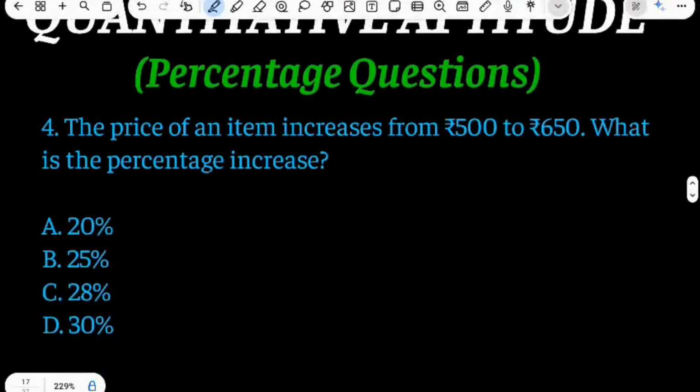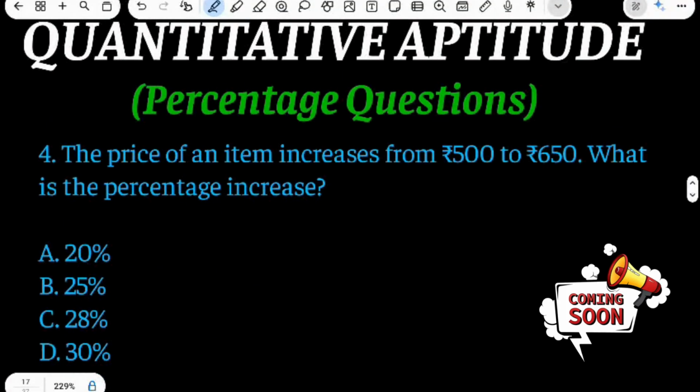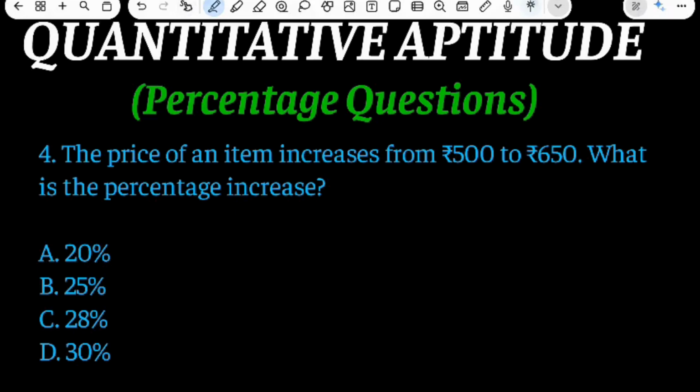Last question but not the least, because there are many questions with different patterns to prepare for your competitive exams and all the types of exams that you are preparing for. Hope you can now solve this type of question easily. Let's move to question number 4. The price of an item increases from 500 to 650. Now the question is similar. We have to find the percentage increase.